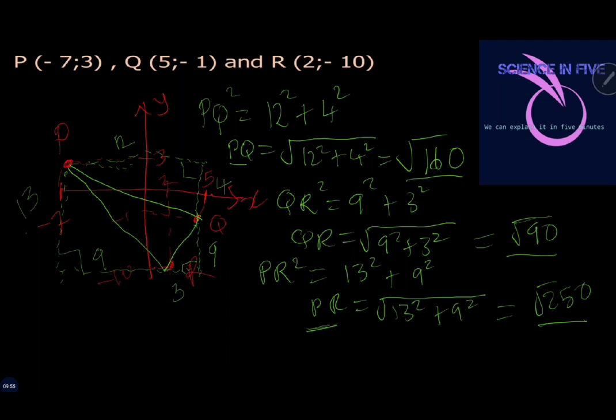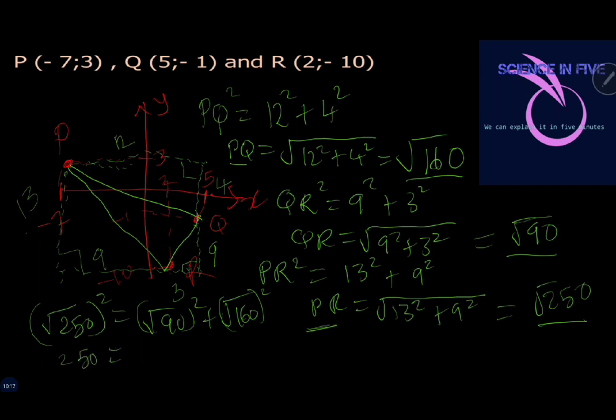We are checking if the root of 250 squared is equal to root of 90 squared plus root of 160 squared. Squaring both sides, you get 250 equals 90 plus 160. There we can see that 250 is equal to 90 plus 160. Both sides are equal to 250. So therefore triangle PQR is actually right angled.